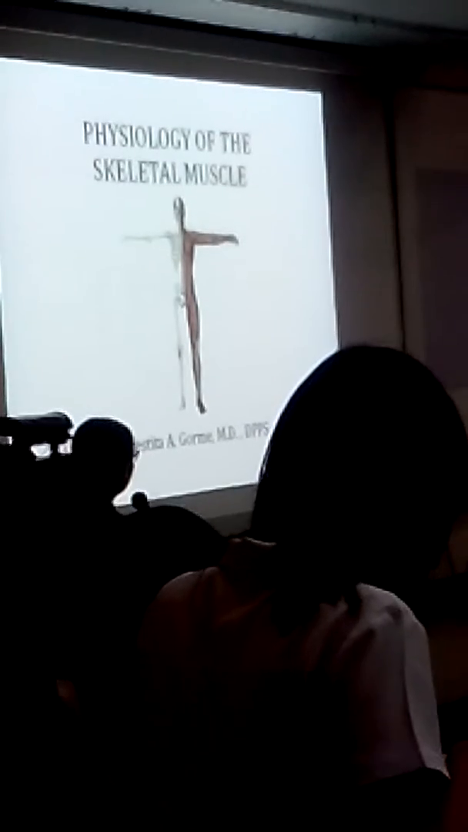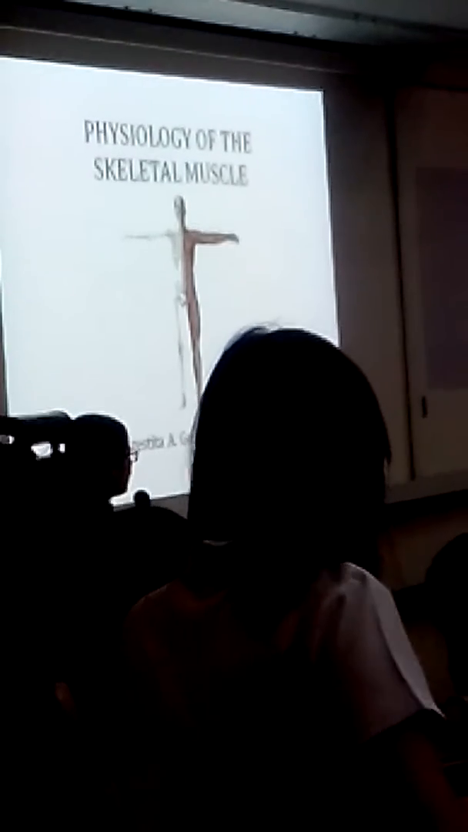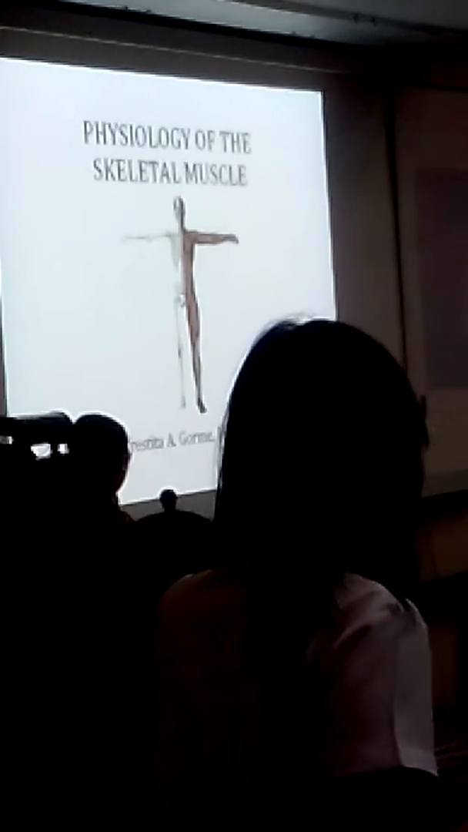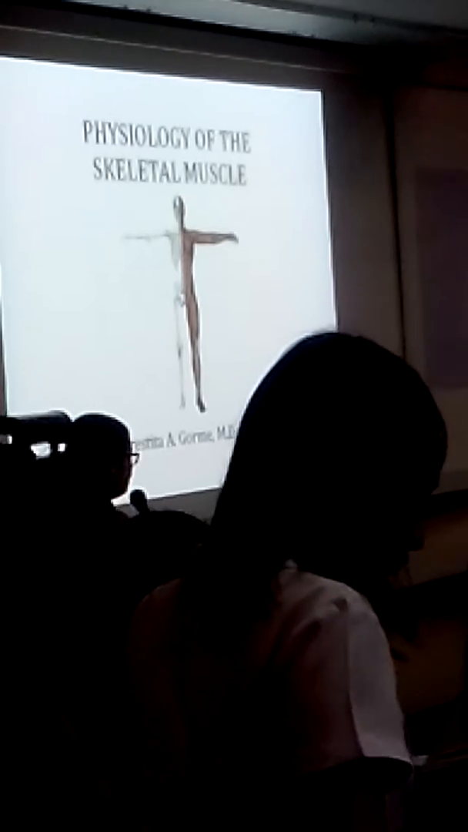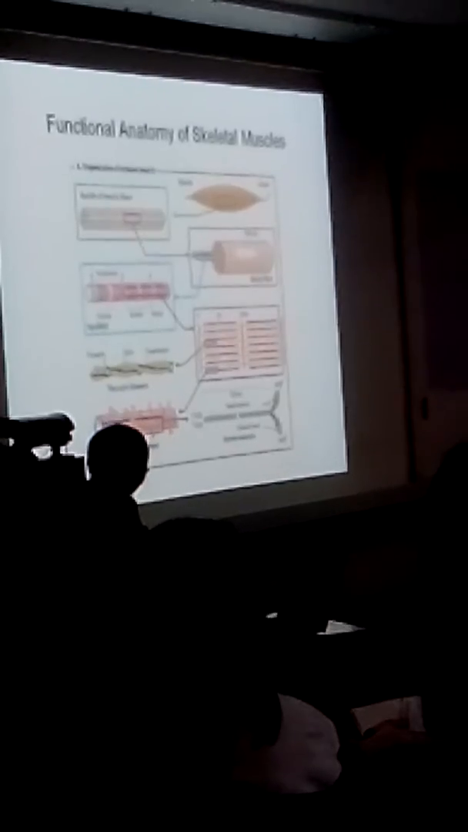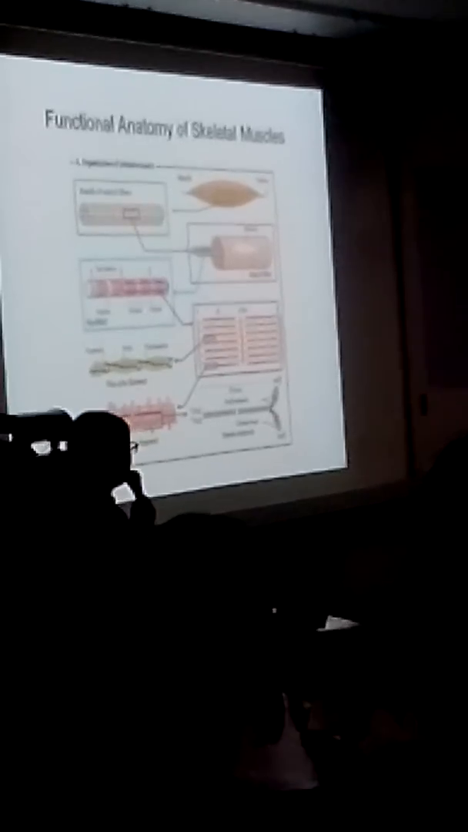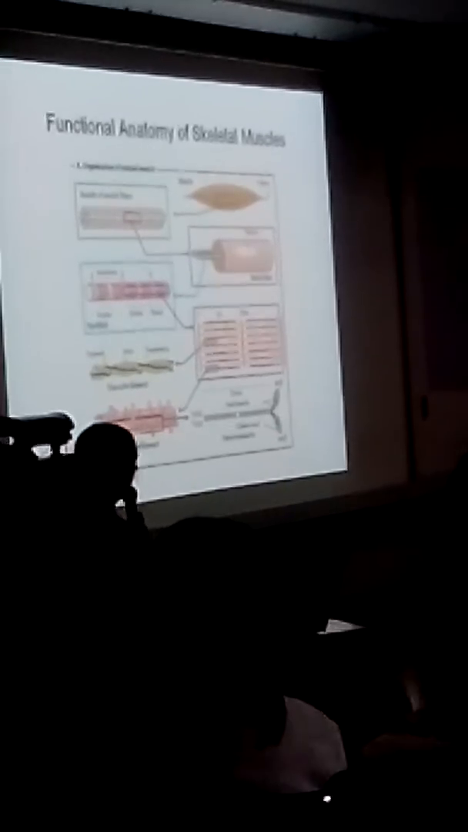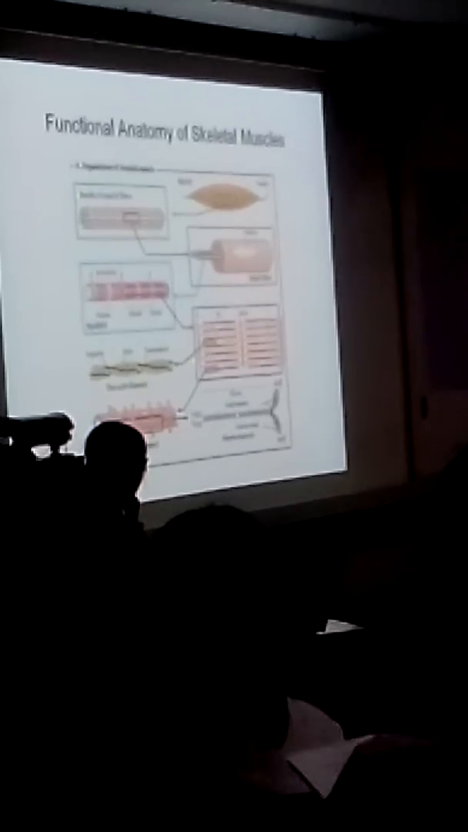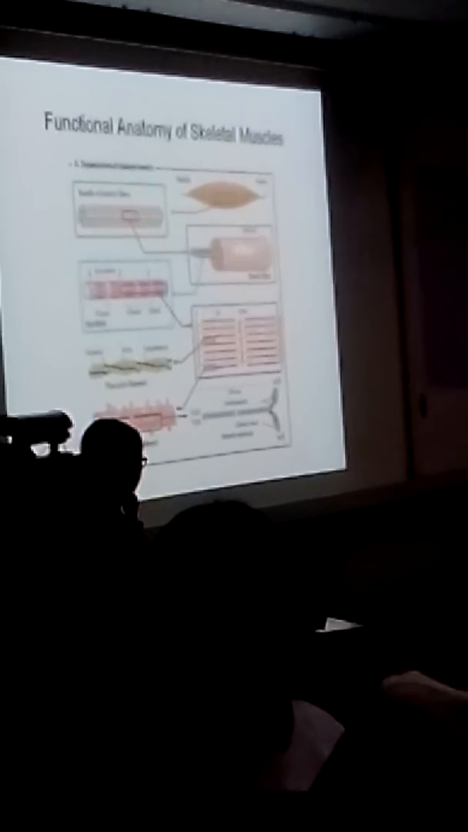But the general mechanism of the action potential in the neuromuscular junction will just be mentioned, not in detail here. So let's first review the functional anatomy of the skeletal muscle, from gross anatomy and then to the molecular level.